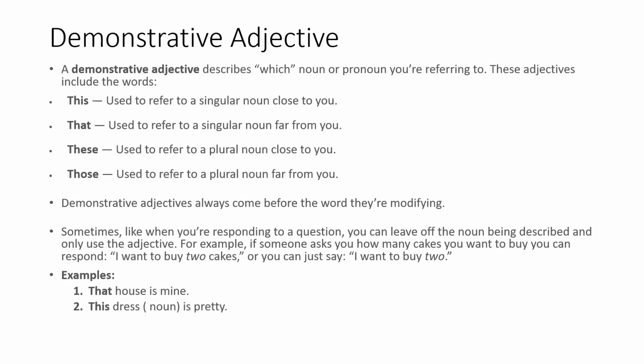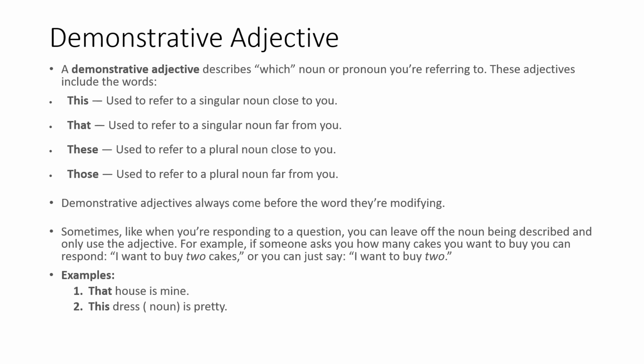Here we have another type of adjective, which is demonstrative adjective. A demonstrative adjective describes which noun or pronoun you are referring to. These adjectives include the words this, that, these, those. Then we know that this is used to refer to a singular noun which is close to you. That is also referred to a singular noun, but when the noun is far from you.